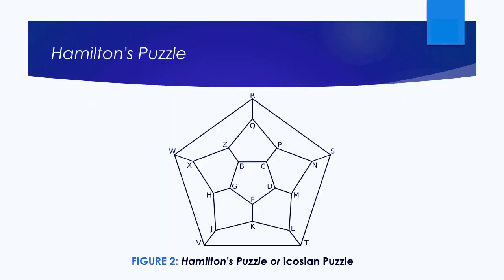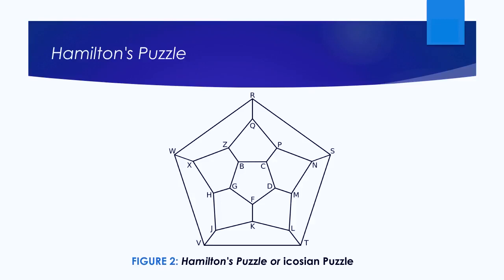The object of the puzzle was to start at a city or node and travel along the edges, visiting each of the other 19 cities exactly once, and end back at the first city. The circuit traveled was marked off using the string and pegs.